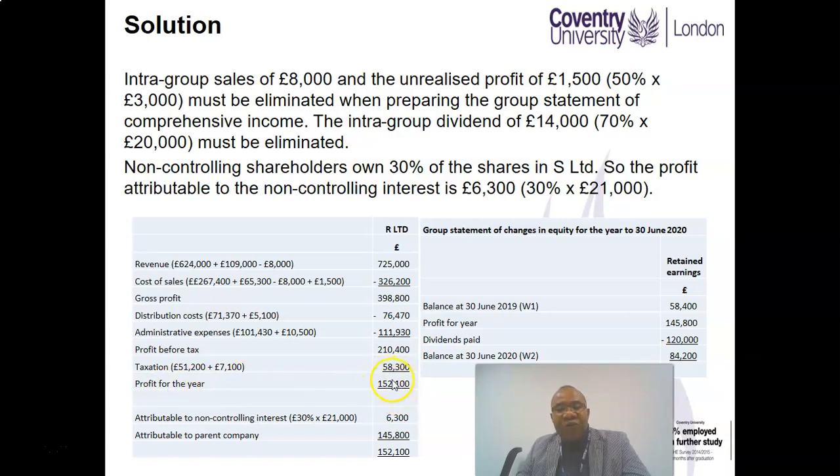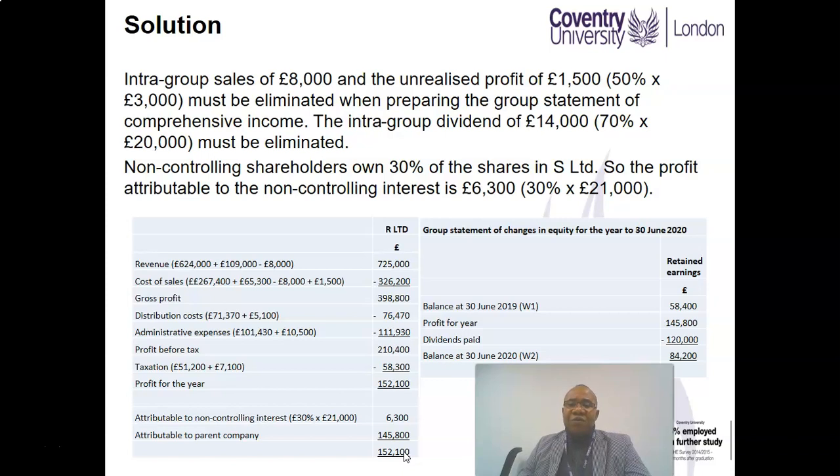But that profit for the year of 152,100, we need to explain the makeup of it. Well, as we said earlier on, 30% of the 21,000 profit after tax figure for S Limited belongs to non-controlling interest. And so we need to show that separately, which is 6,300. The difference between 6,300 and the 152,100, which is 145,800, will be the profit attributable to the parent company. As you can see, the two add up to 152,100.